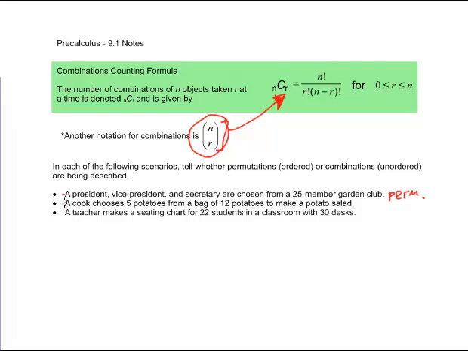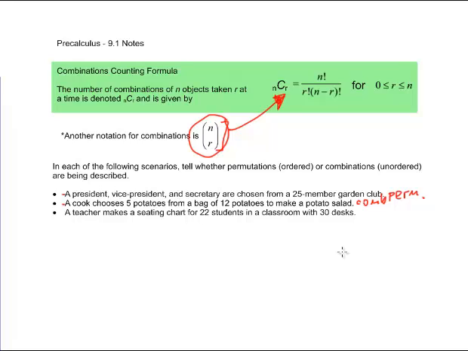How about a cook chooses 5 potatoes from a bag of 12 potatoes and makes a potato salad? Well, this is a combination. Okay, it's a combination because it doesn't matter which 5 potatoes the cook pulls out of the bag. Potatoes is potatoes is potatoes. Okay, so the order then is not so important at all.